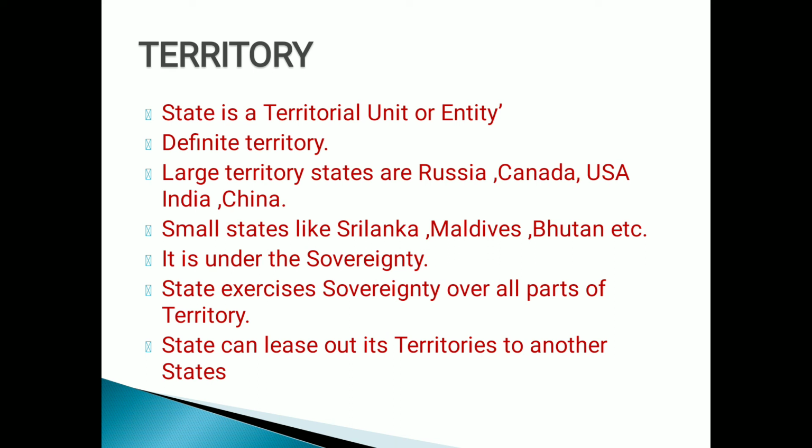Clear? So the state is a territorial unity or entity. A definite territory has to be there. Large territory states are Russia, Canada. Small states are like Sri Lanka, Maldives, Bhutan. A state exercises sovereignty over all parts of its territory. A state can lease out its territory to another state. So I hope, children, you have understood what it is all about.